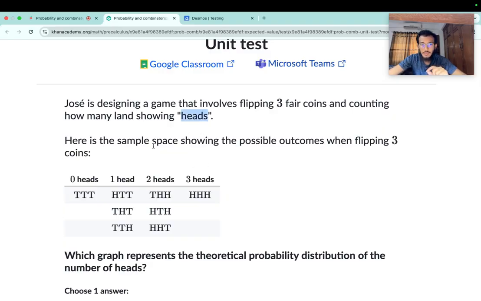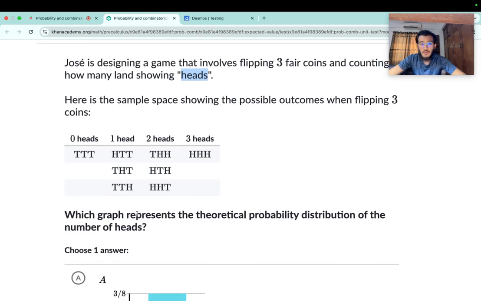Joe is designing a game that involves flipping 3 fair coins and counting how many land showing heads. Here's a sample space, all possible outcomes when flipping 3 coins. Which graph represents the theoretical probability distribution of the number of heads?